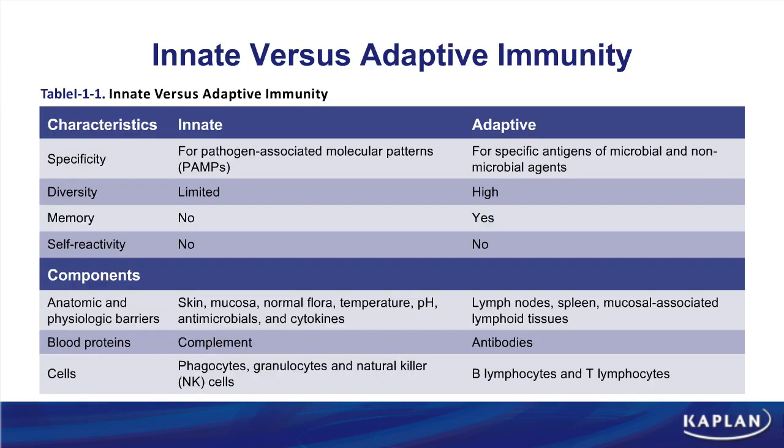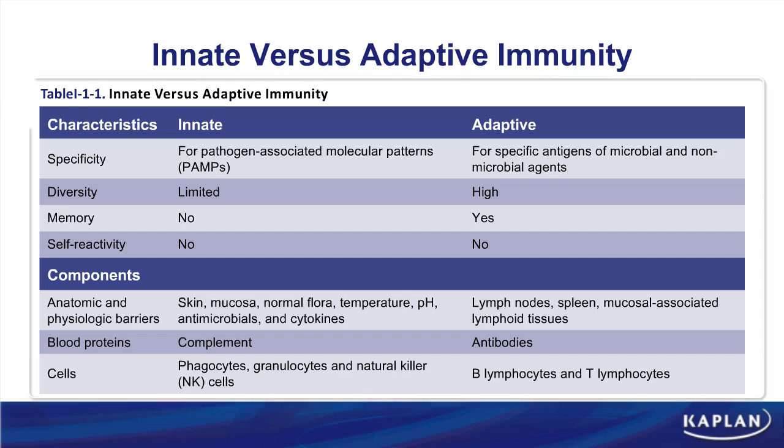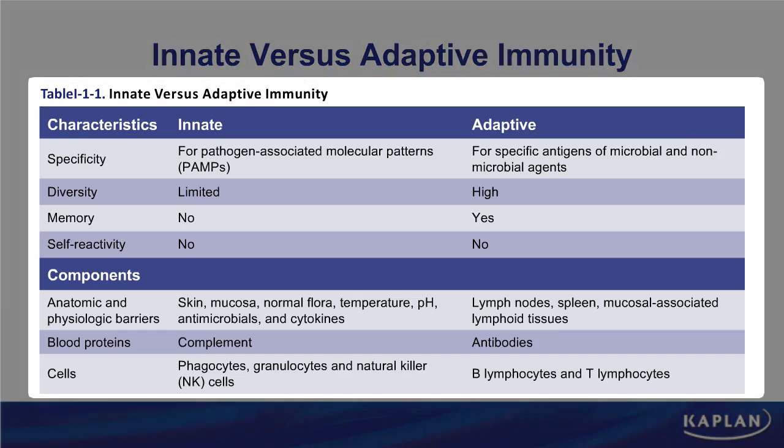This table is great for comparing and contrasting both the characteristics and the components of the innate and adaptive immune response. And I would recommend that you reference this particular table when you are reviewing the material for Chapter 1.